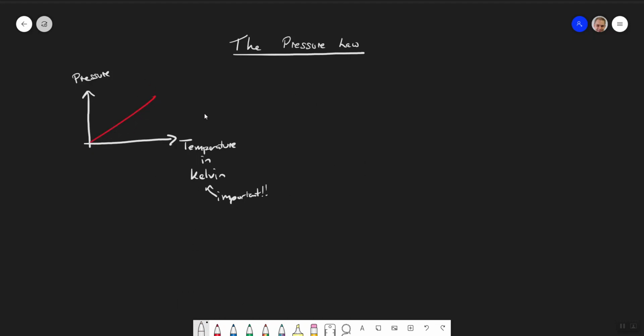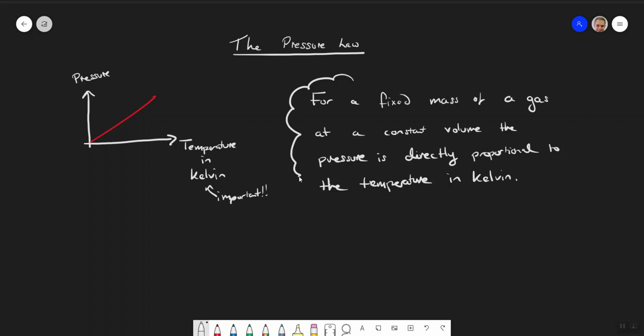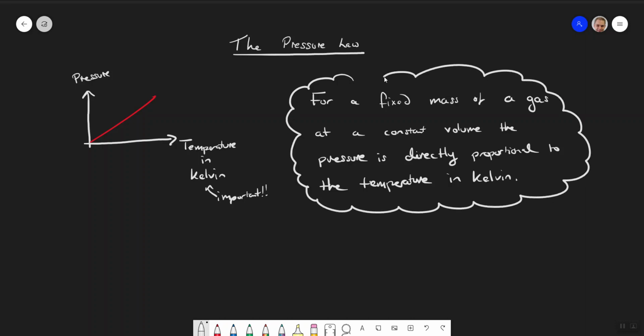This leads to what we call the pressure law, which states that for a fixed mass of a gas at a constant volume, the pressure is directly proportional to the temperature in Kelvin. That is what the pressure law states in words.